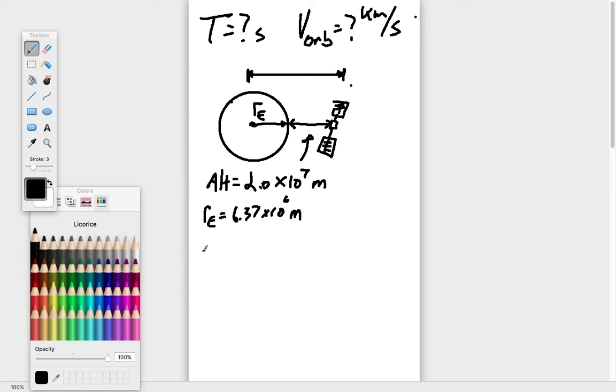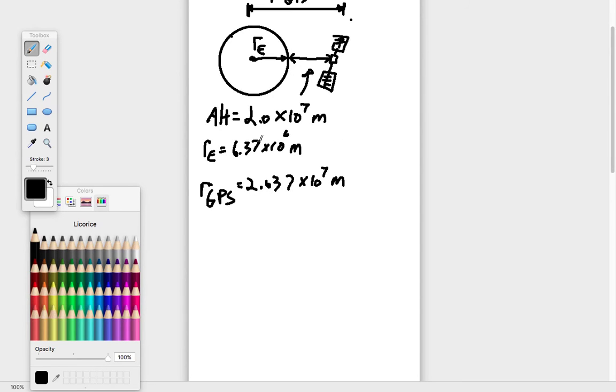So then the next thing I said is the radius of the GPS orbit, which is this one, that is equal to, well, you just add those together. I took my 10 to the 6th and made it 10 to the 7th, and it was 0.637 times 10 to the 7th, and you can just add these in your head. It's 2.637 times 10 to the 7th meters. That's the total distance from the center of the Earth to the GPS satellite.